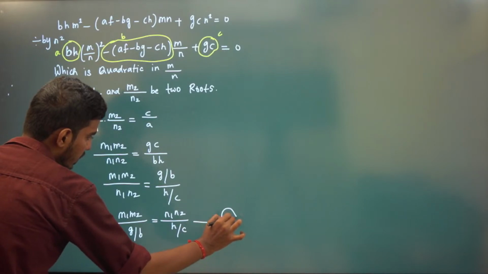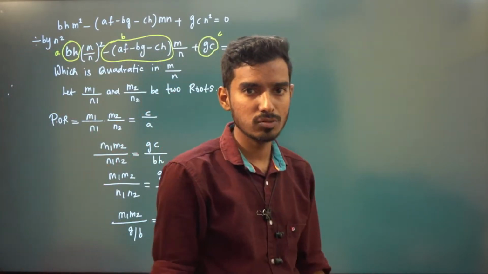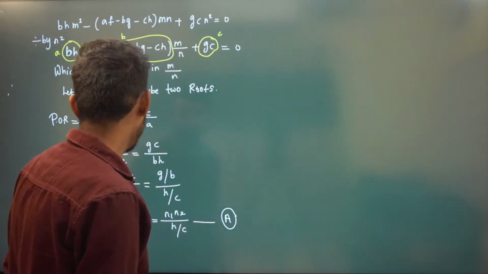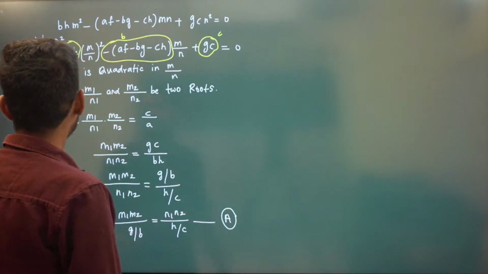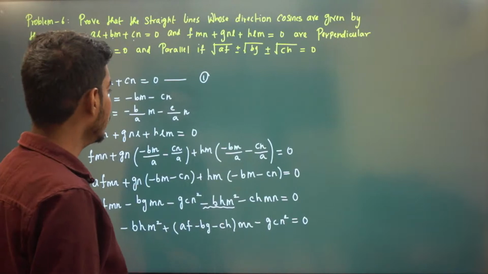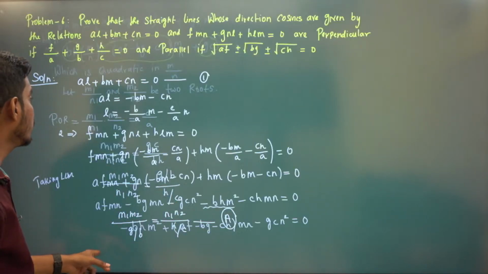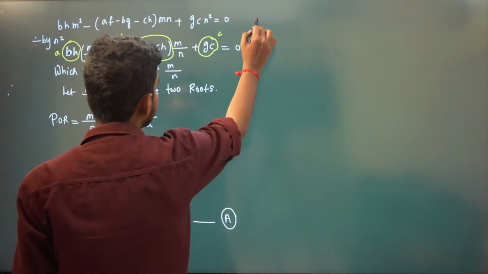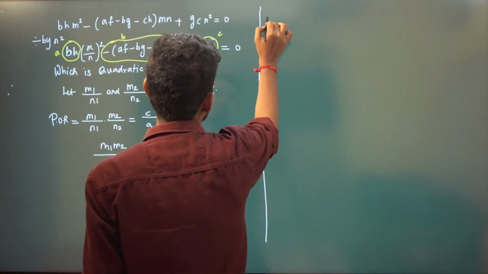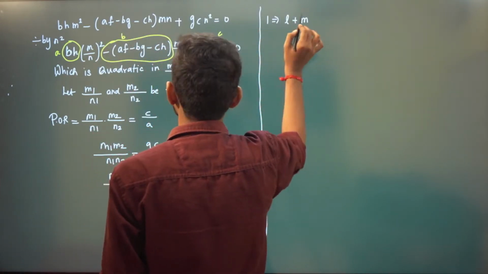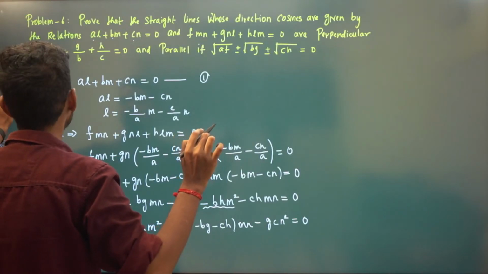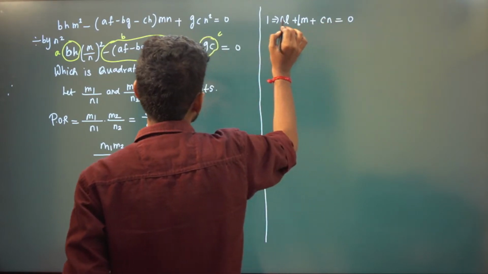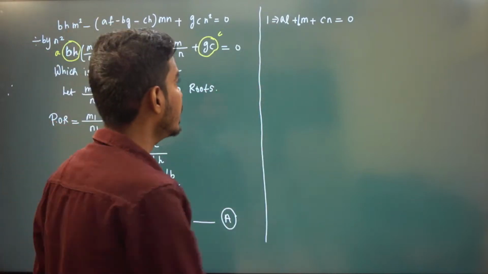So call this as equation number E. This is same as the previous problem, right? So instead of numbers, we have this ABC and FGH terms. Super, right? So first we have written L in terms of M and we have got the first relation. Now what we will do? We will write N in terms of LM. We will do the same procedure now. So from one we have AL plus BM plus CN is equal to 0. So we will write L in terms of MN. Now we will write N in terms of LM.